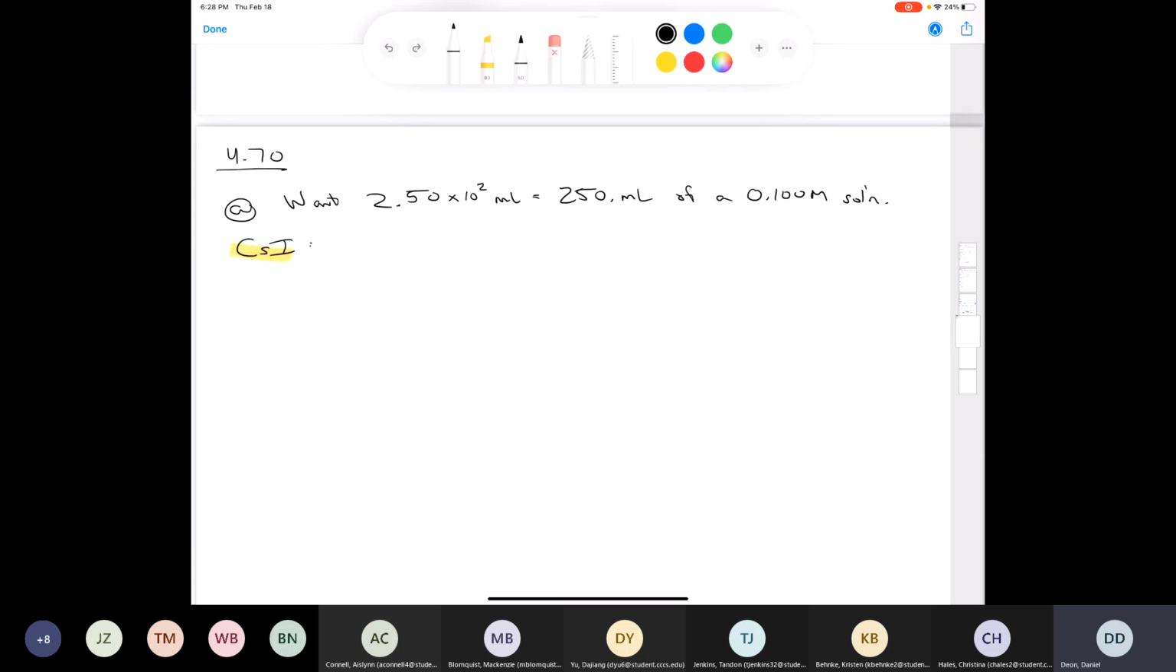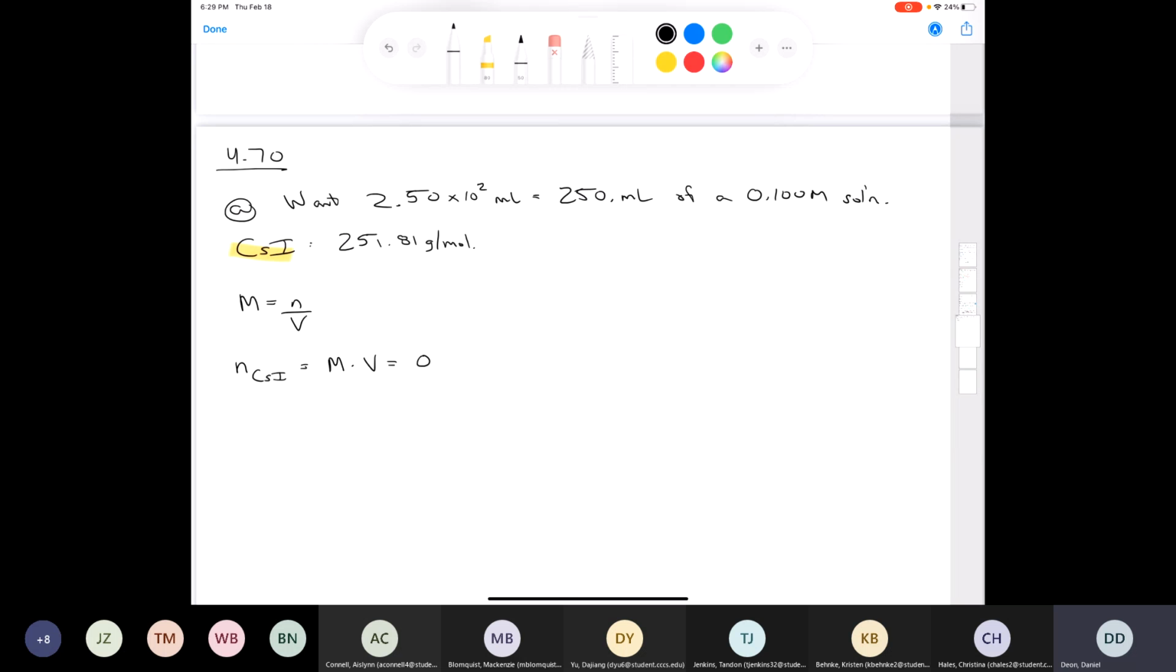Now, I've already gone ahead and looked that up. The molar mass of cesium iodide, I just Googled it, is 259.81. Again, you won't be able to use Google on your exam, but I'm sure that you all know how to calculate a molar mass by now. So we have our molar mass. We have the volume and we have the molarity. Now I know that molarity is equal to the number of moles divided by the volume. That means that the number of moles, in this case of my cesium iodide, is going to be equal to the molarity times the volume.